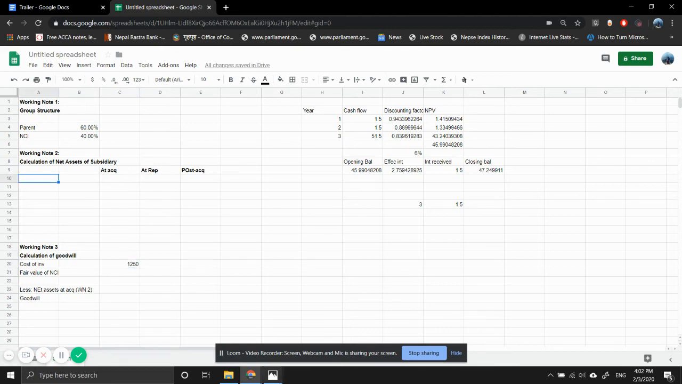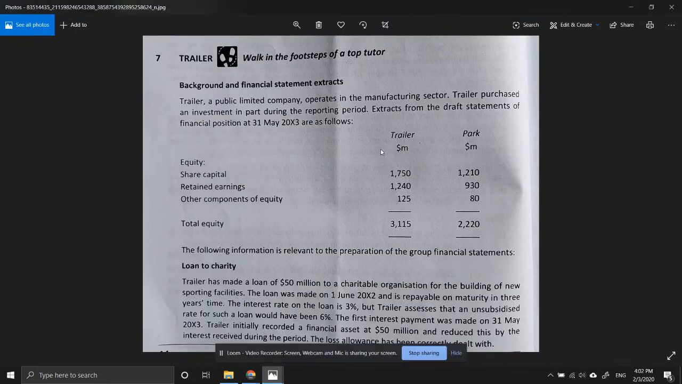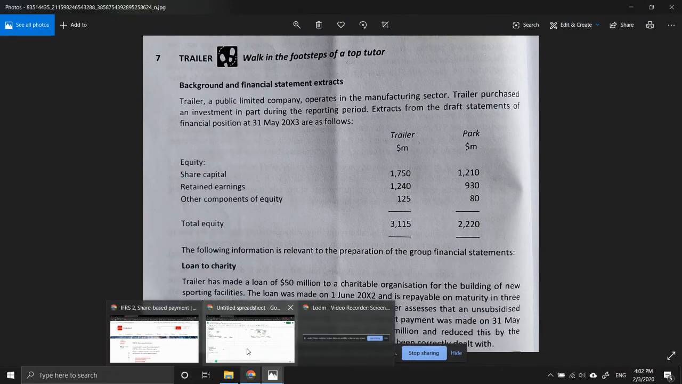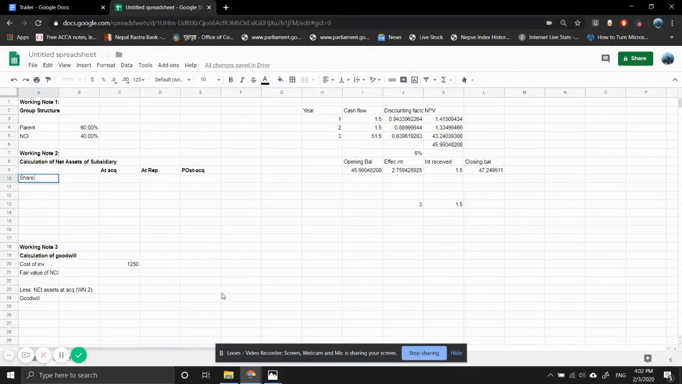Okay, so what items do we have over here? Let's look at over here. So share capital, retained earning, all the component of equity, right? So share capital, retained earning, other component of equity, and then after that, so there might be fair value. Okay, so our total net assets, it should be in bold, right?